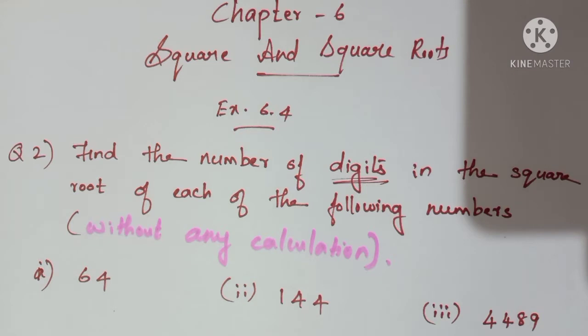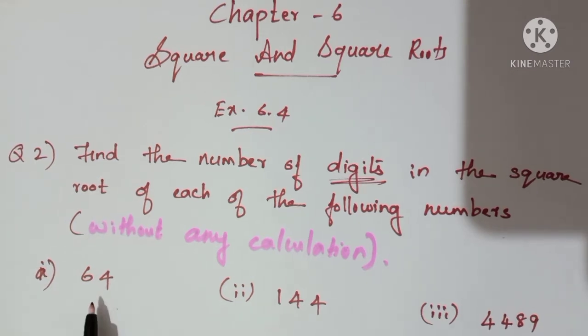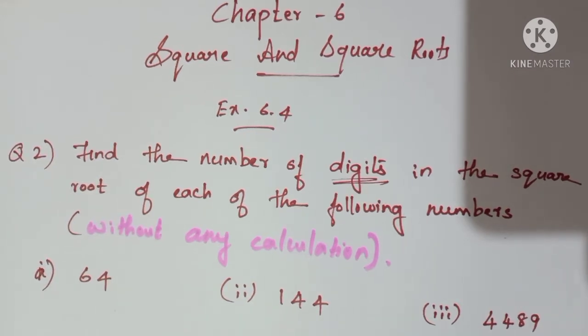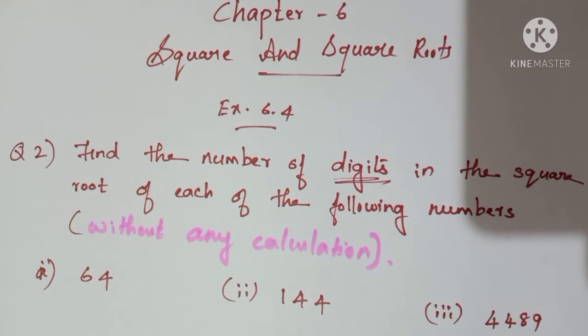Usually how will you do it? You will find the square root by using the prime factorization method or repeated subtraction method or long division method. You will find out the value, right? Then you will count how many digits are there. Here you don't want to do that. They have clearly mentioned there, without any calculation. So there is an easy method to find out.